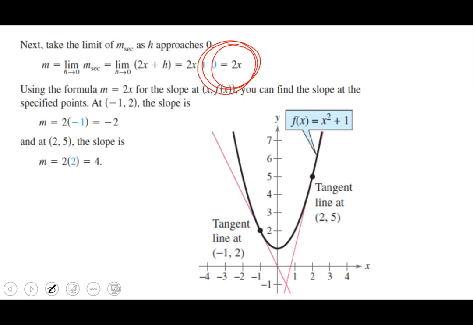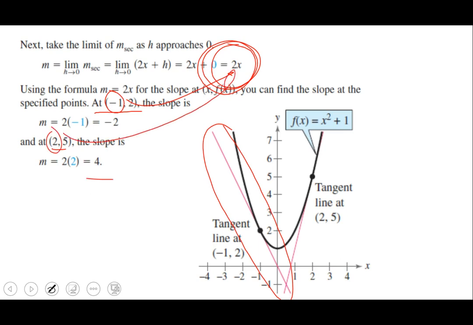If you specifically want to find the slope of the tangent line at -1, 2, you're going to take this specific x value and plug it in for x, giving you a slope of -2. I think you would agree that the slope of that line looks pretty -2-ish. Then if I said find the slope at 2, 5, you're going to take that specific x value, plug it in. That would give you a slope of 4. And again, if you were to consider that tangent line, I think it pretty clearly looks 4-ish.